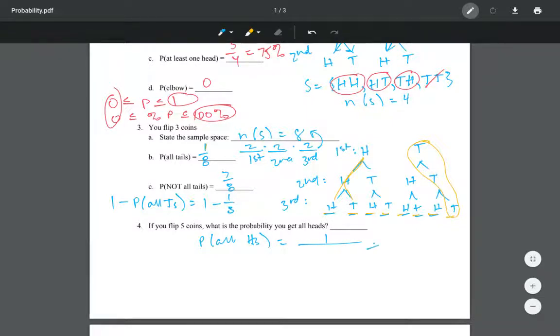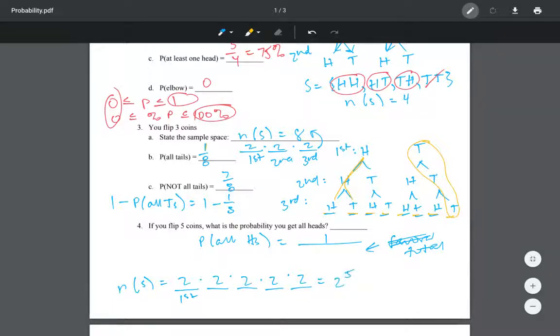Every single coin has to land on the heads. What I really need to get my hands on here is the total number of outcomes. Favorables on top. And I'm going to use my multiplication principle to do this. So the number in my sample space, I have 5 coins: 1, 2, 3, 4, 5. 2 outcomes on the first, 2 on the second, heads or tails, right, each time. 2 on the third, the fourth, and the fifth.